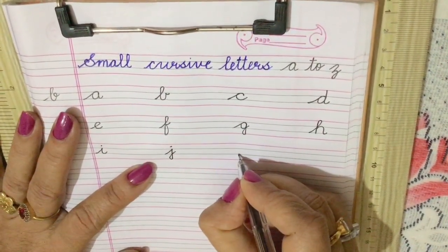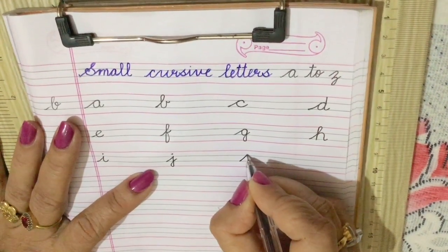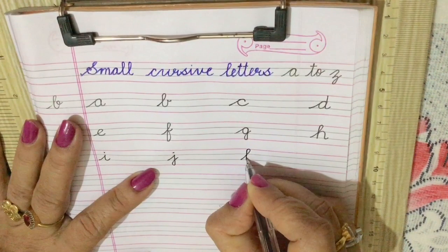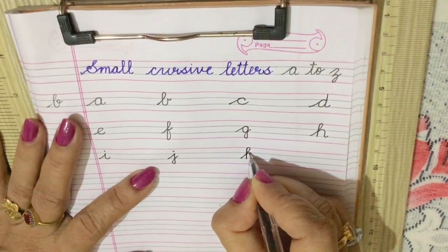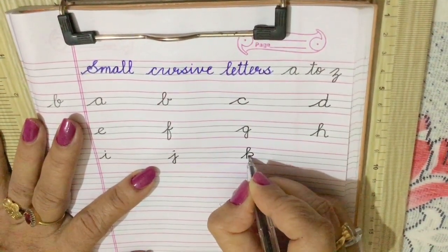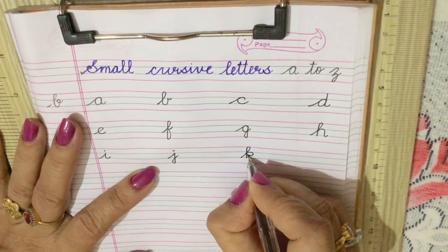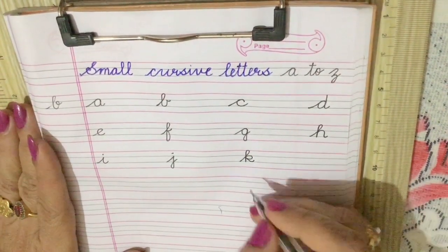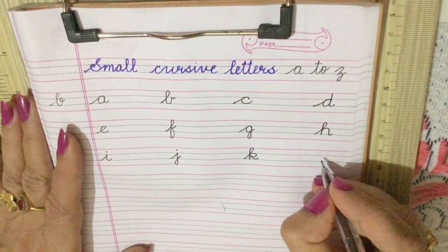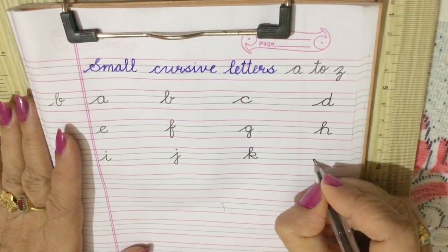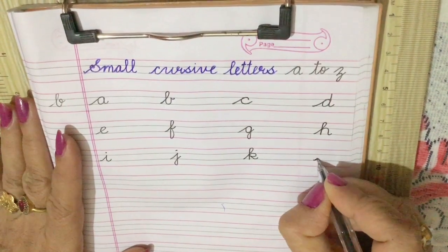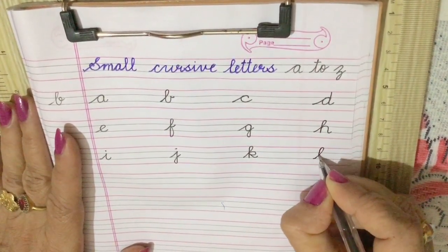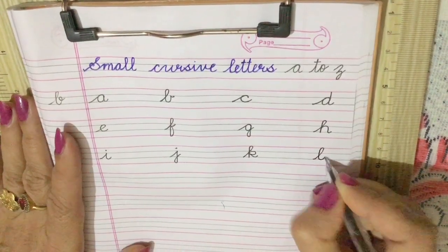Put your pencil on the third line, make a slanting line, a loop here, upper loop, come straight down, a half circle, close it and from here you will make a slanting line and end with the tail. Letter K. After K, we'll write letter L. Third line, put your pencil on the third line, go up and a loop, upper loop, and end with the tail.